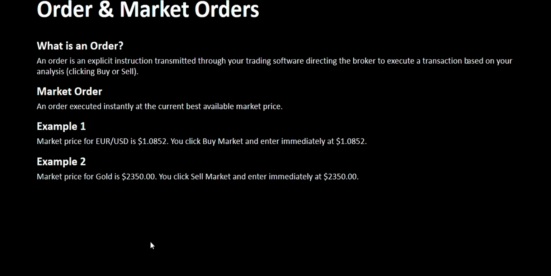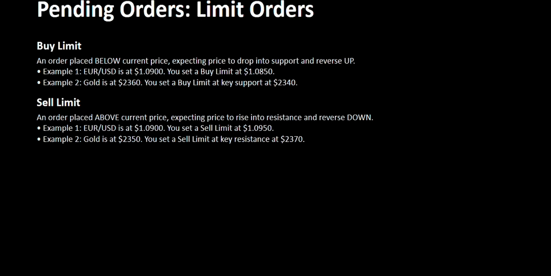Example 1: the market price for EUR/USD is 1.0852. You click buy, and the market order enters immediately at 1.0852. Example 2: the market price for gold is 2350. You click sell, and the market order enters immediately at 2350. So when you click buy or sell, whatever the bid price is, it's going to execute immediately.